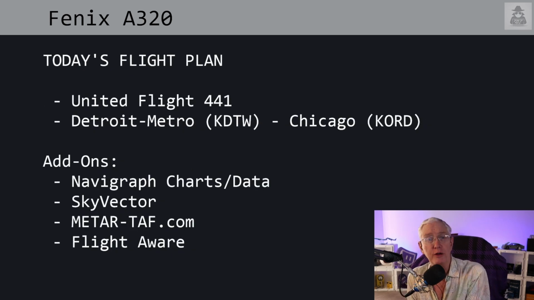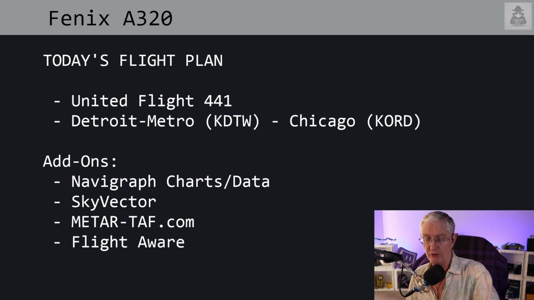So what am I going to be using for this flight? Aside from Microsoft Flight Simulator and the Fenix A320, I'm using Navigraph charts and data. I didn't use SkyVector so much on this one, but SkyVector is a good tool. I do use METAR and TAF, and I've looked at FlightAware to see what gates to go to.